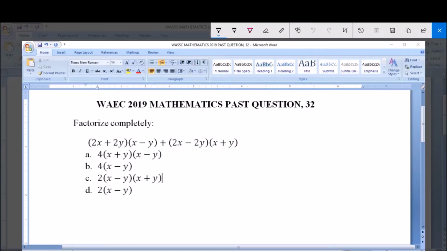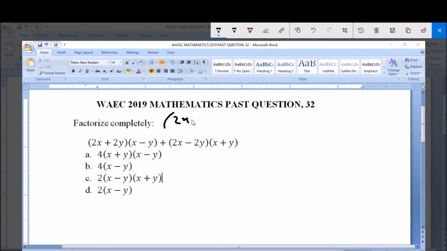Today we'll be dealing with WASSCE 2019 Mathematics past question, question 32. It says: factorize completely (2x + 2y)(x - y) + (2x - 2y)(x + y). The options are A, (4 + x)(x - y); B, 4(x + y)(x - y); C, 4(x - y); D, 2(x - y)(x + y); and this is your question.